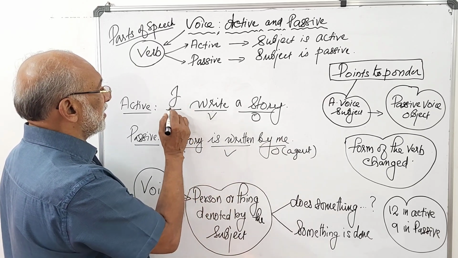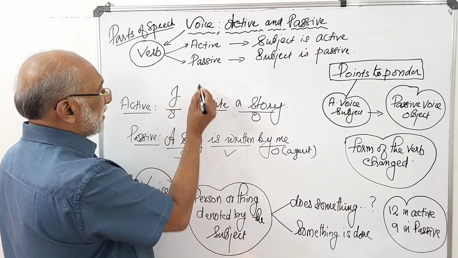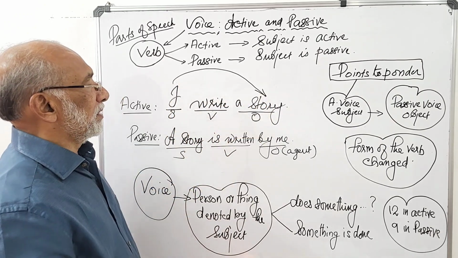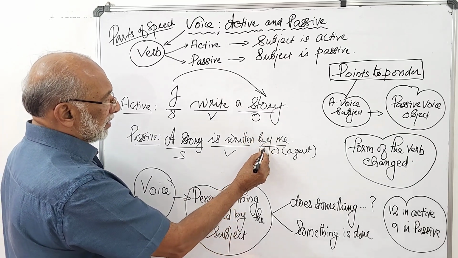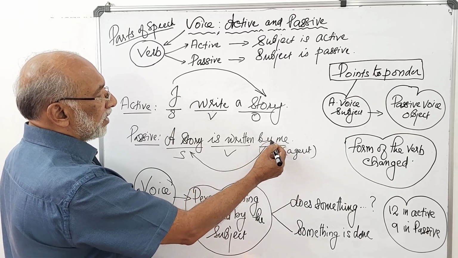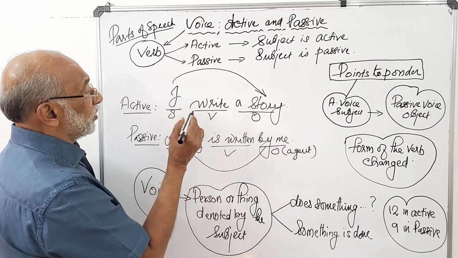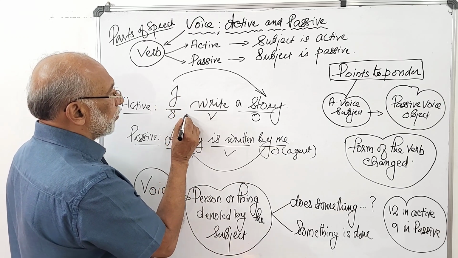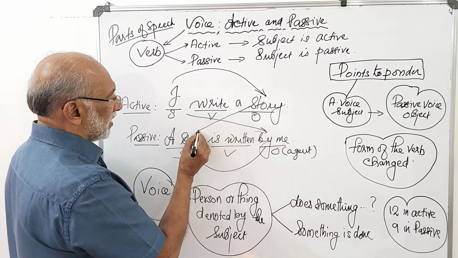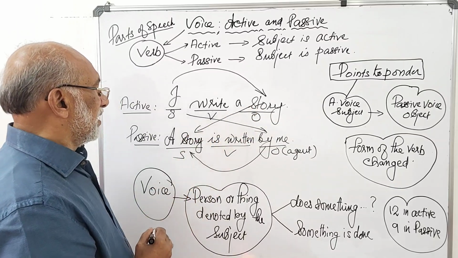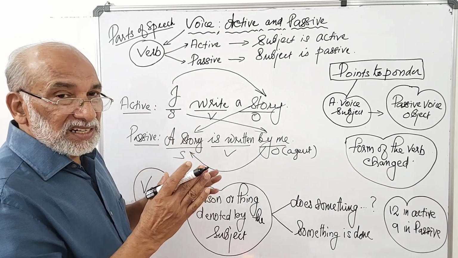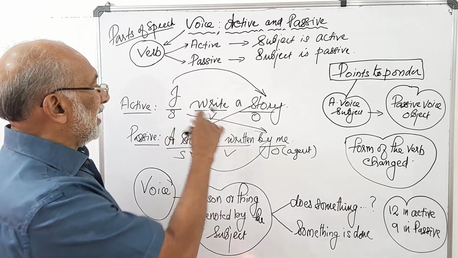Let's go back again. See, in the active voice, the subject does something and the action goes from the subject to the object. Whereas in the passive voice, the subject receives the action or the action comes from the object to the subject. Why? Because the subject in the active voice becomes the object in the passive voice and the object in the active voice becomes the subject in the passive voice. So these are the 2 important changes that happen here.